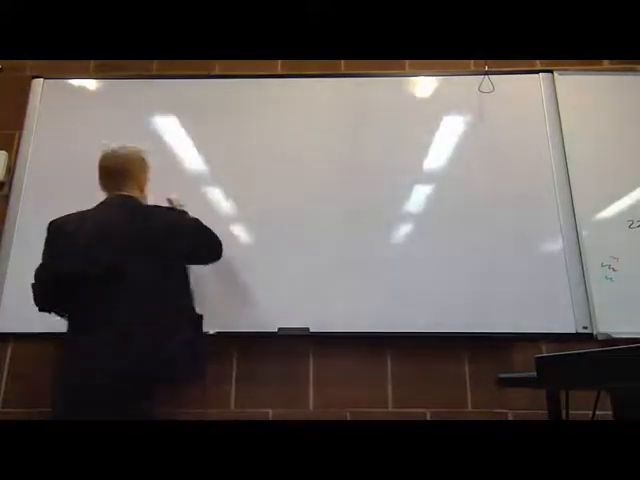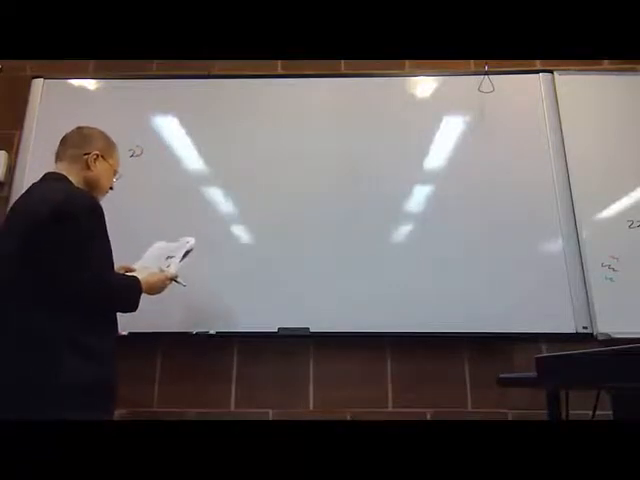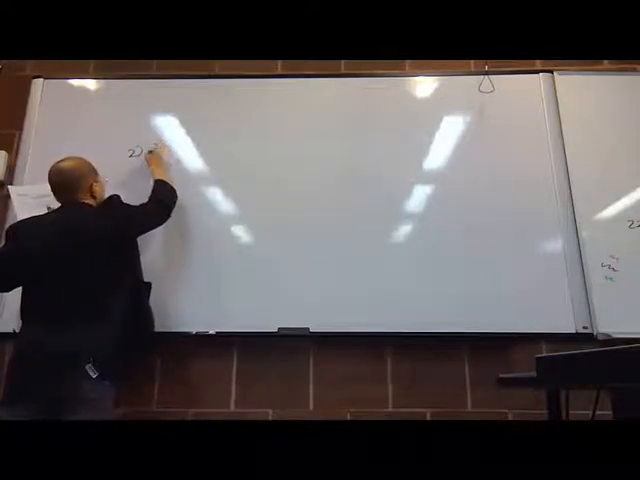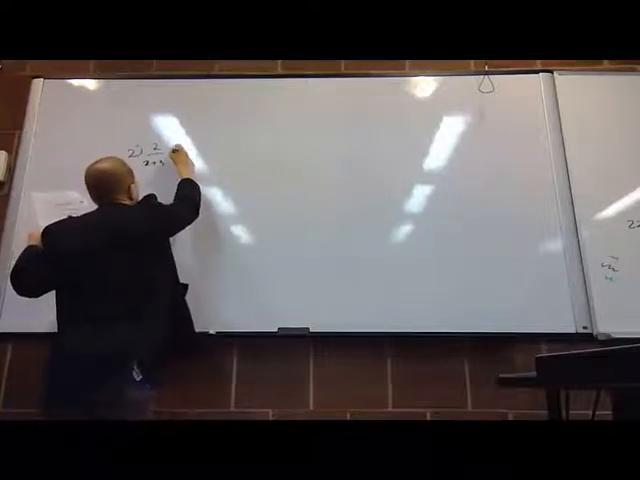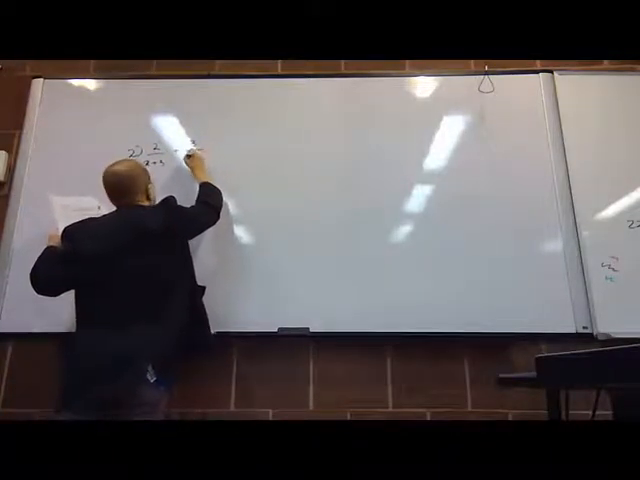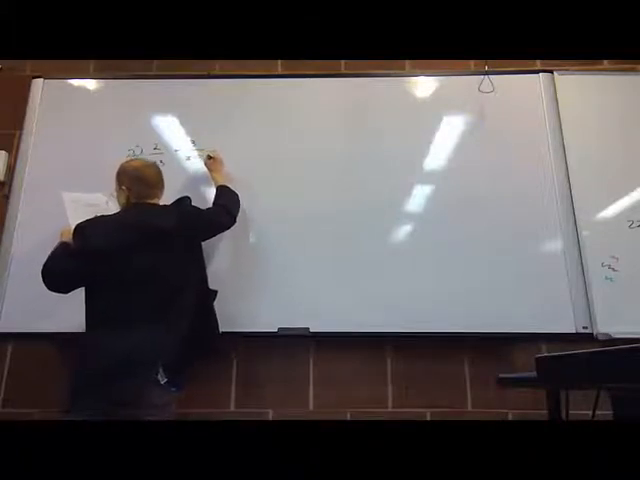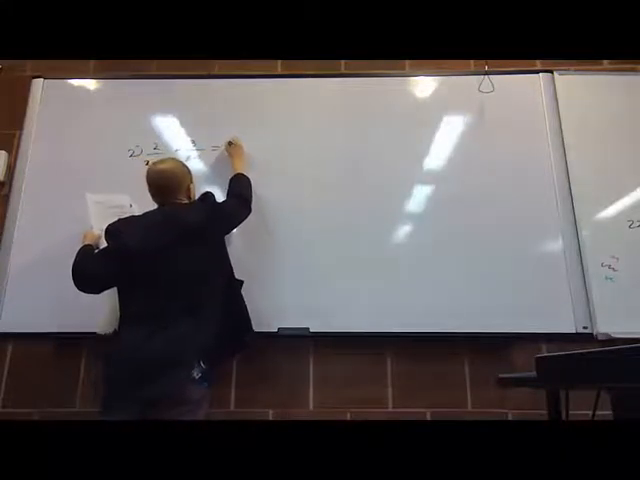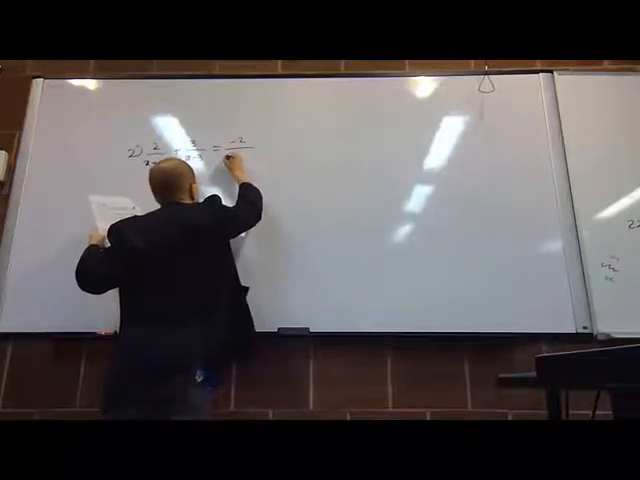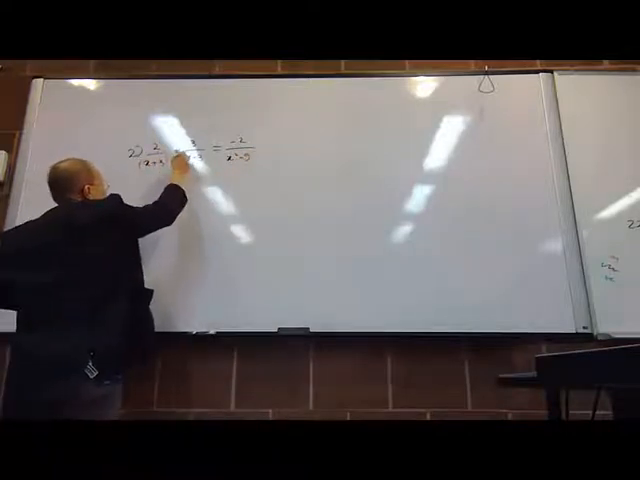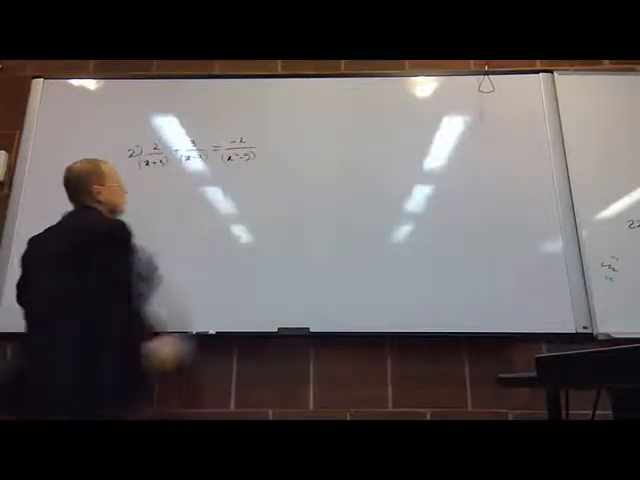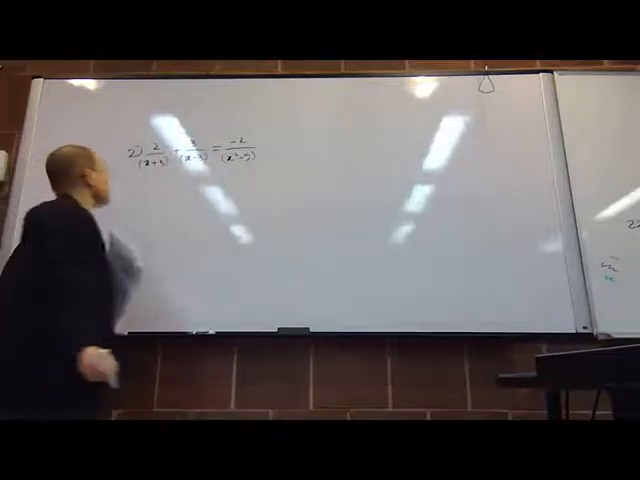Okay, now let's look at example number 2. Here it's a little bit more complicated because we have a lot more going on. So here we have 2 over x plus 3, plus 3 over x minus 3, is equal to negative 2 over x squared minus 9. To keep things tidy, I'm going to put things in brackets here so I know what's going on and I don't confuse things.